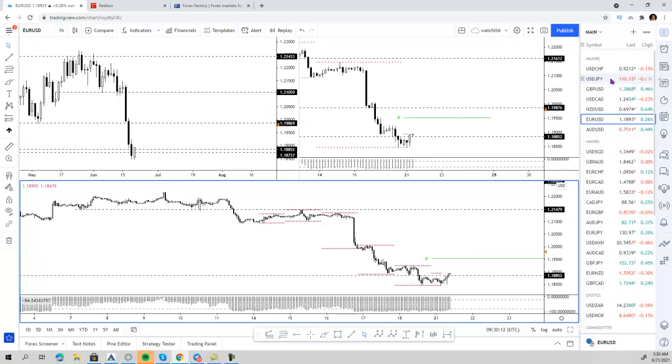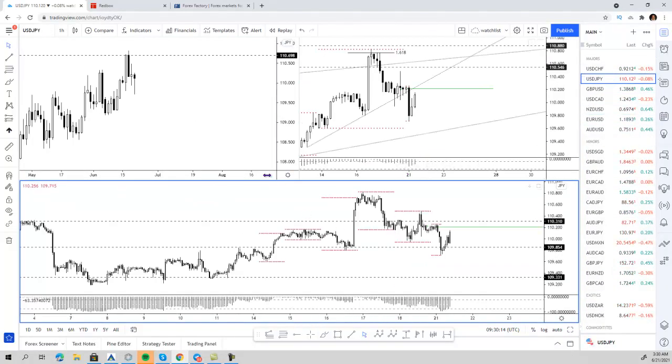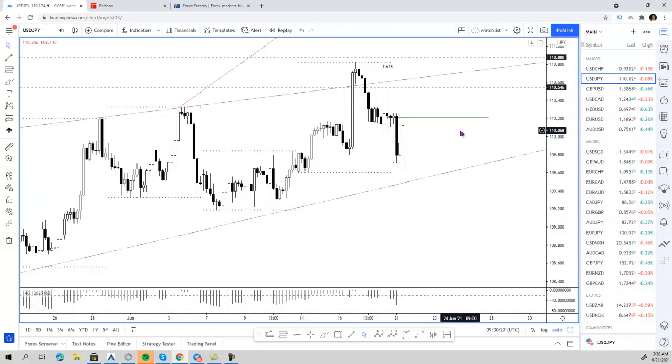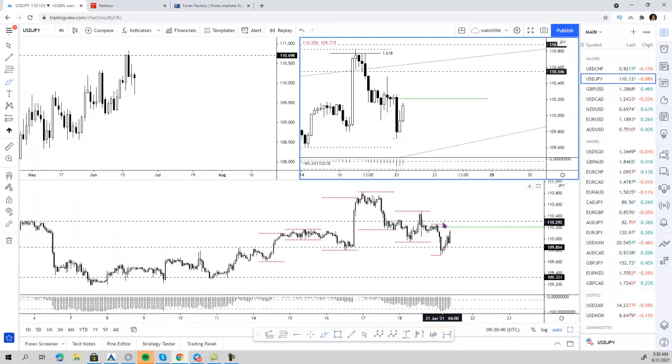Let's have a look at the US dollar versus the yen. Again, we have some very good bullish price action, but to me, this move, I mean, the lack of momentum to the upside, and then this move to the downside, which broke the previous lows, it's not looking very much like a long anymore.